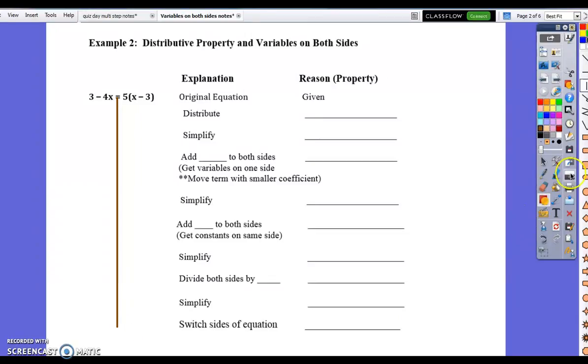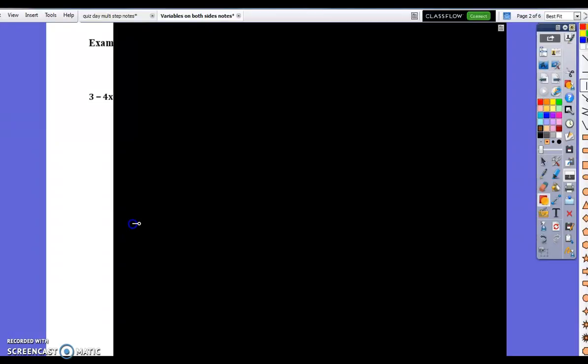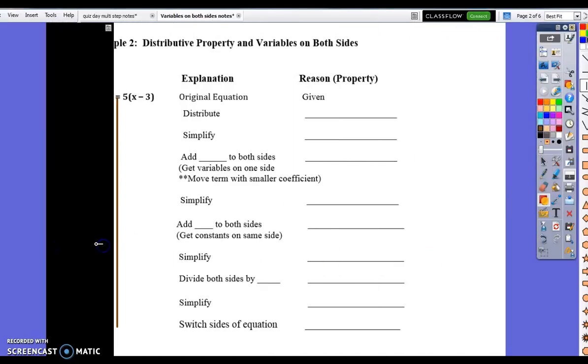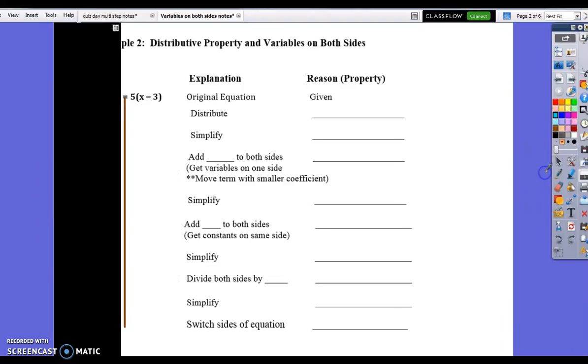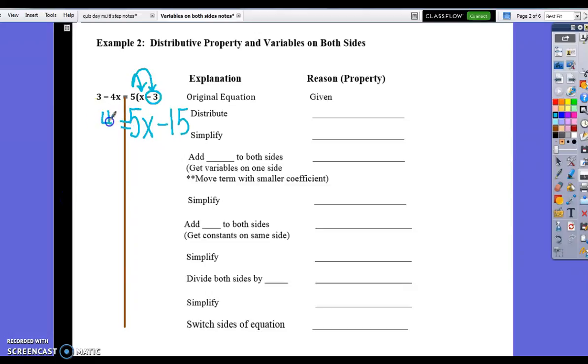Remember, I got to check each side one at a time. So, is there anything on this side that I can do, just this side, to simplify? Nope. Can't combine, can't distribute, can't do anything. Okay, what about just on this side? Hey, now we have something that we can do. We have to distribute. So 5 times x is 5x. 5 times a negative 3 is negative 15. And go ahead and rewrite everything that's over here.